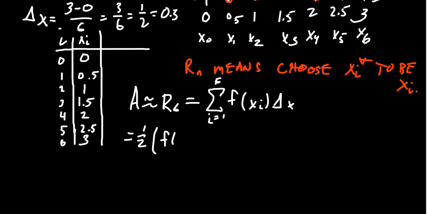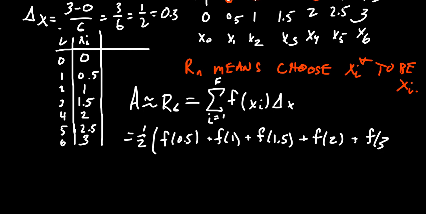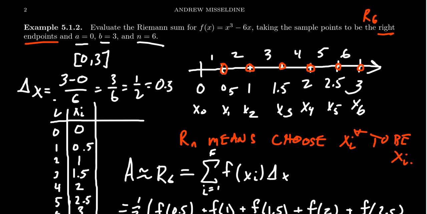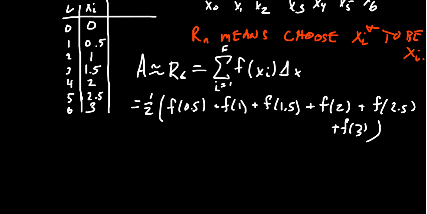We have to do f of 0.5, or 1/2 if you prefer. Then we get f of 1 plus f of 1.5 plus f of 2 plus f of 2.5, and finally f of 3 right there. So we have to compute each and every one of those things. Now this is the actual part where we need the function x cubed minus 6x. I'm going to jot that down right here so we know f of x equals x cubed minus 6x. So we're going to have to plug each of these numbers into the function f of x and compute each and every one of these things.